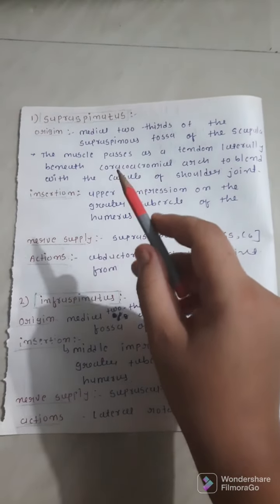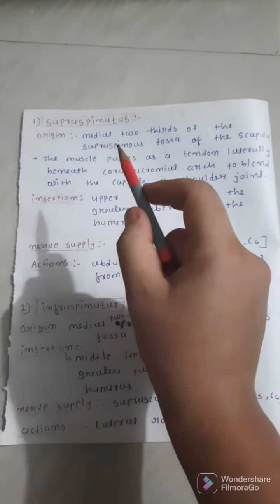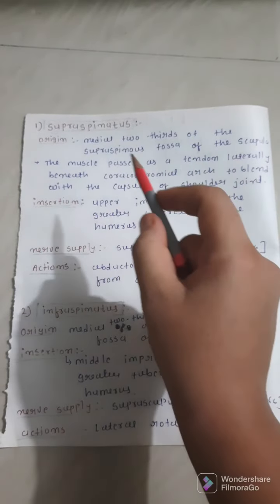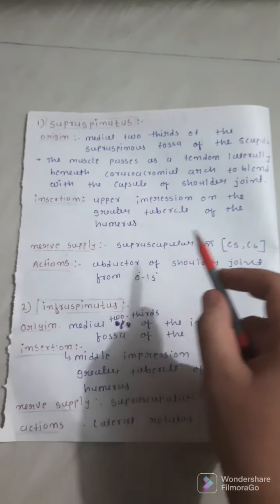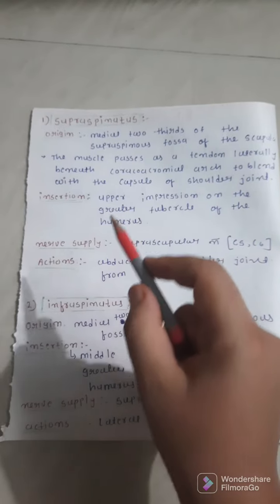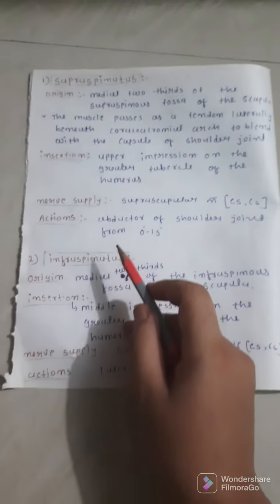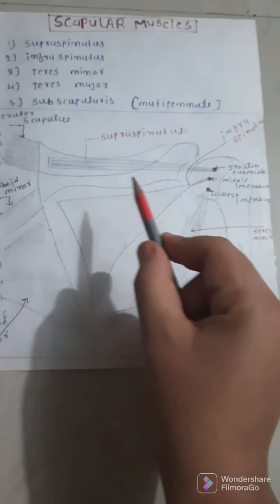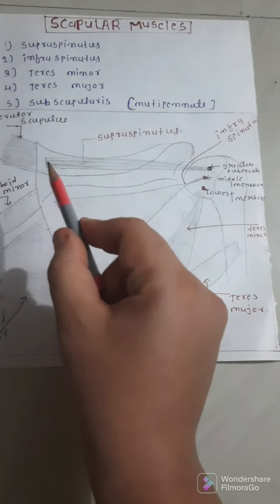Simply we can easily remember origin, supraspinatus fossa of the scapula and insertion of the upper impression of the greater tubercle of the humerus, and nerve supply and action. Okay, supraspinatus.